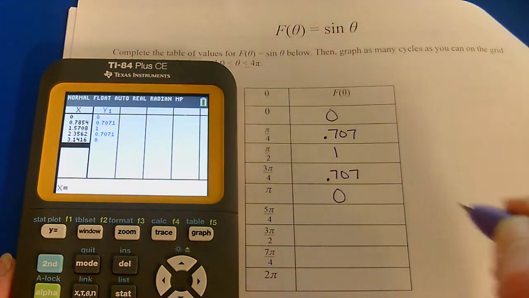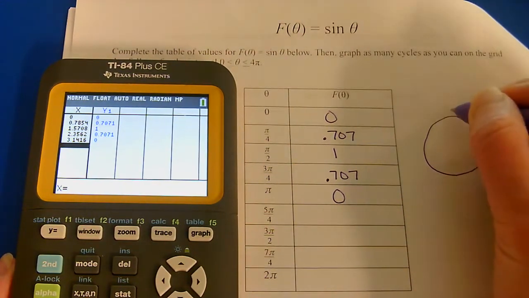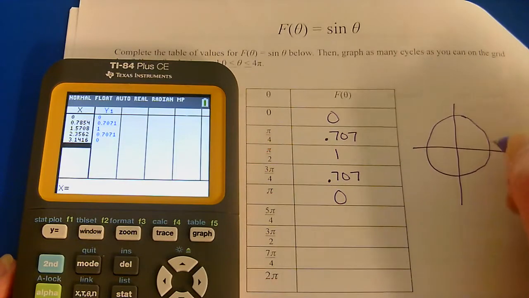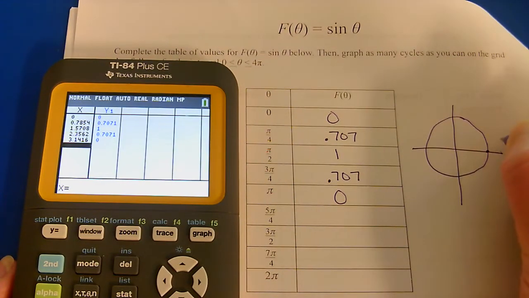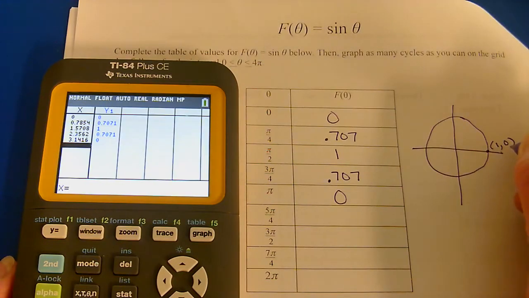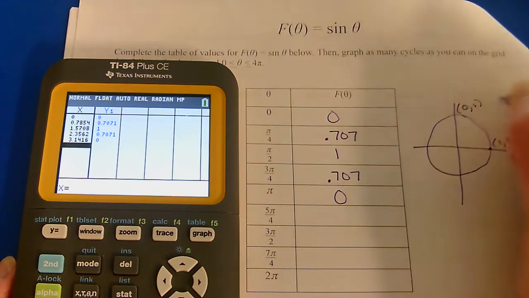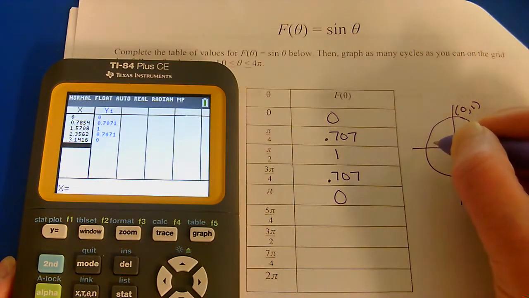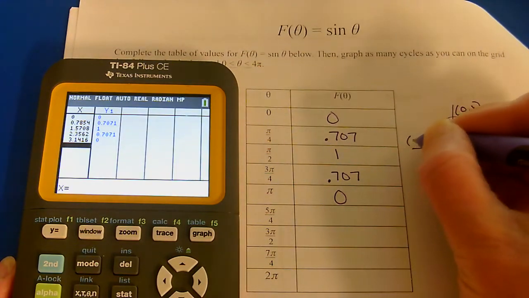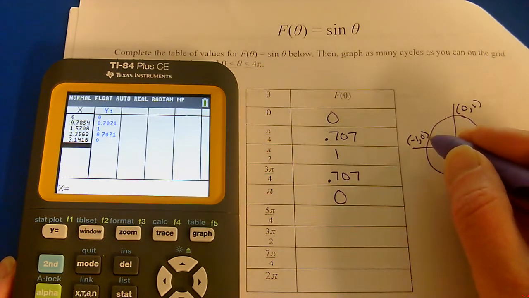So on my unit circle, let's think about the unit circle. Sine were the y values. So here was the point 1, 0. So sine of 0 is 0 because the y value is 0. When it gets up to here, the sine is 1. And then when it comes back down here, this is -1, 0. So the sine is 0 again.